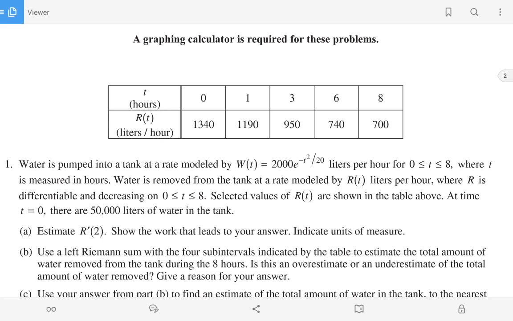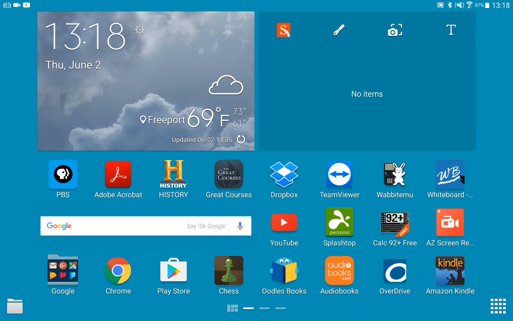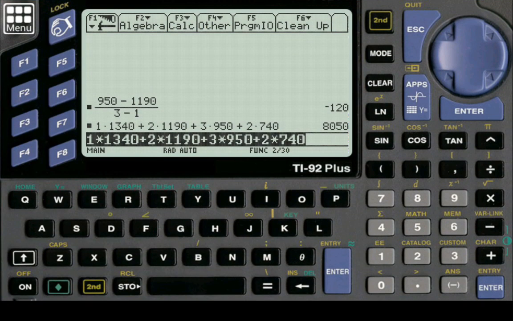Okay, so let's write that up into the calculator, just showing off the TI-92 for those purists who've missed the 89. I don't have an 89 emulator on here, but close enough. Here's your 92 or TI-200, TI Voyage, precursor to the Inspire, of course. You've got 50,000 to start, and in part B we lost 8,050 liters, but now we're going to add on the integral from 0 to 8 of W of t, right?